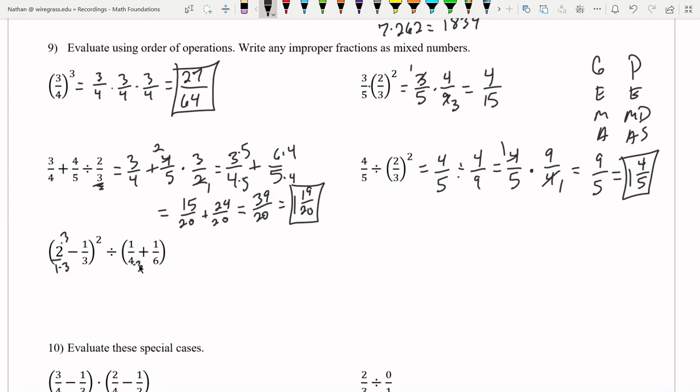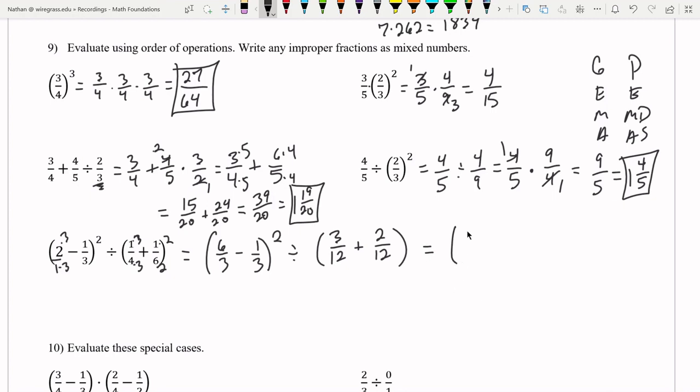4 times 3 is 12. And 6 times 2 is 12. So this gives me 6 over 3 minus 1 over 3. That's still being squared. Then we have 3 over 12 plus 2 over 12, because 2 times 1 is 2, and 6 times 2 is 12. Okay, now I can actually do the subtraction and addition. I'm going to get 5/3 squared divided by 5/12.